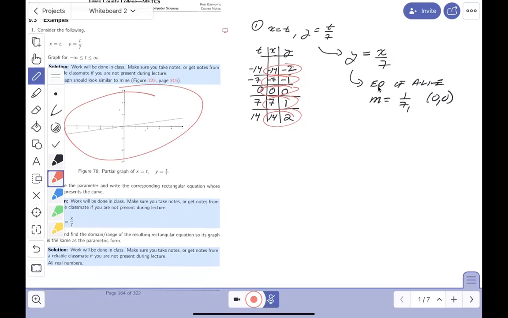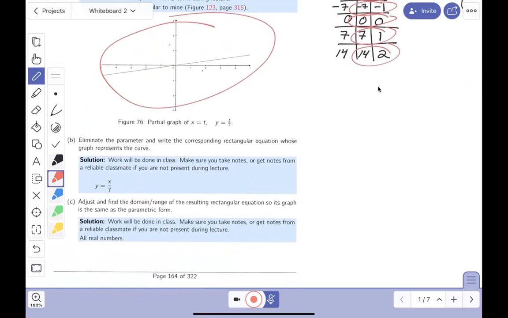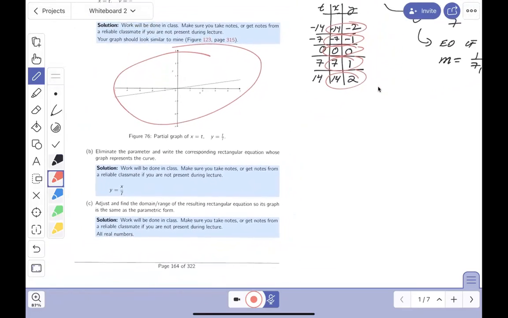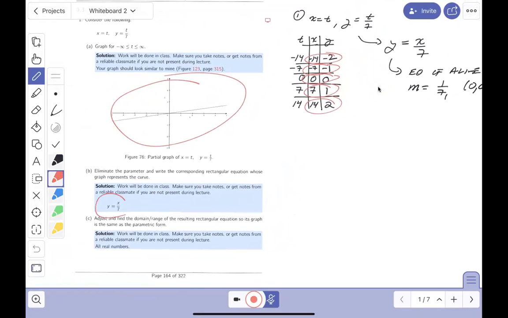All right, let's read the rest of the questions. Eliminate the parameter. I've done that already, maybe by chance, but it's right up here. And certainly graphing was pretty easy. Domain and range of this thing here. So what I'm going to claim for domain and range is, look at the graph. This is the graph. What's the domain of that? Well, the domain of that would be all real numbers.